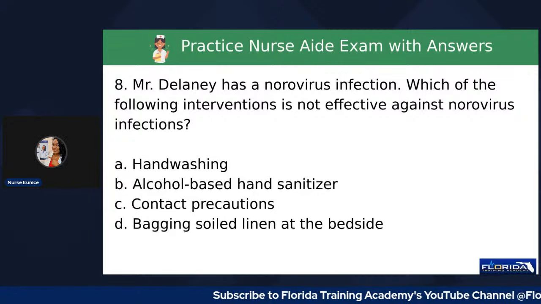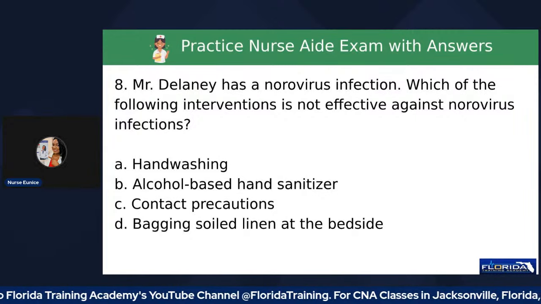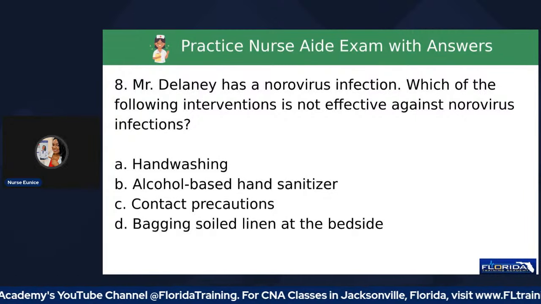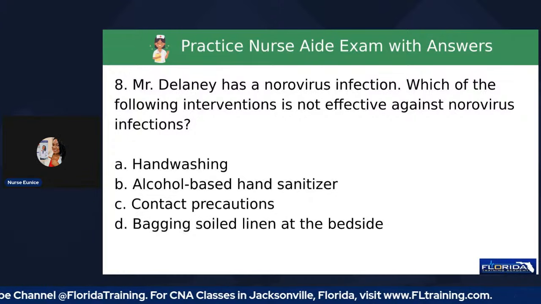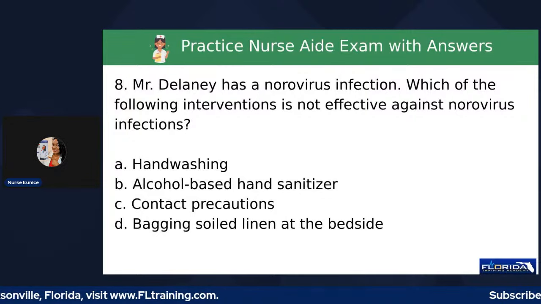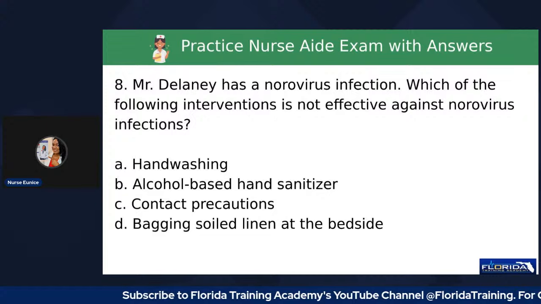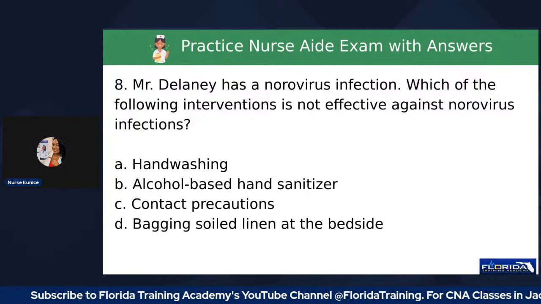Number eight, everybody, Mr. Delaney has a norovirus infection. Which of the following interventions is not effective against norovirus infections? A, hand washing. B, alcohol-based hand sanitizer. C, contact precautions. D, bag and soiled linen at the bedside.